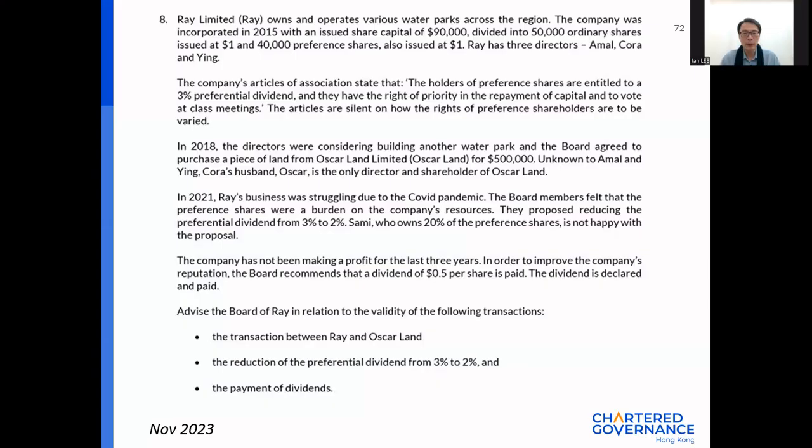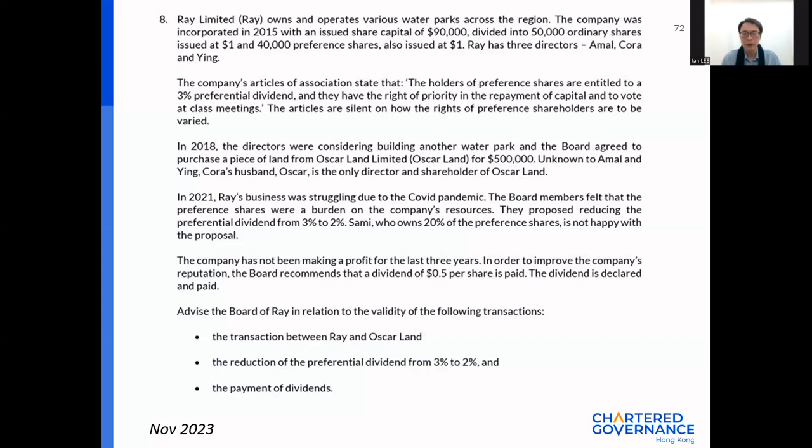In 2021, Ray Limited's business was struggling due to COVID. The board felt the preference shares were a burden on the company's resources, so they proposed reducing the preference dividend from 3% to 2%.